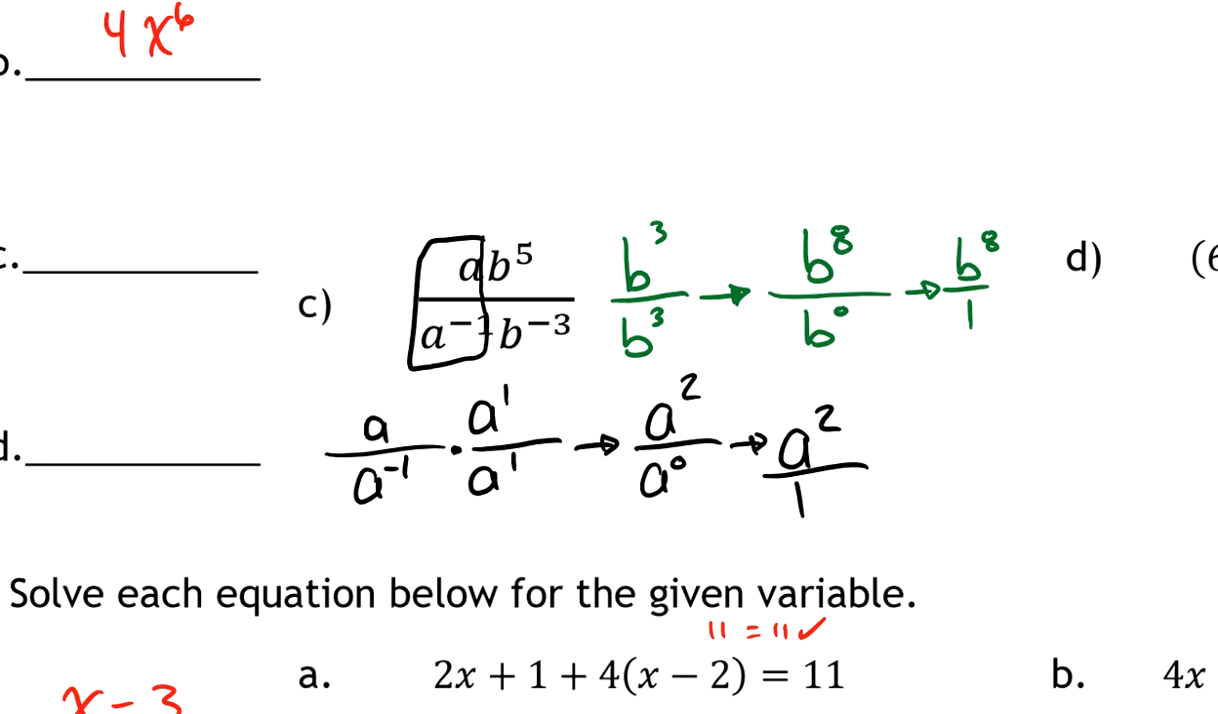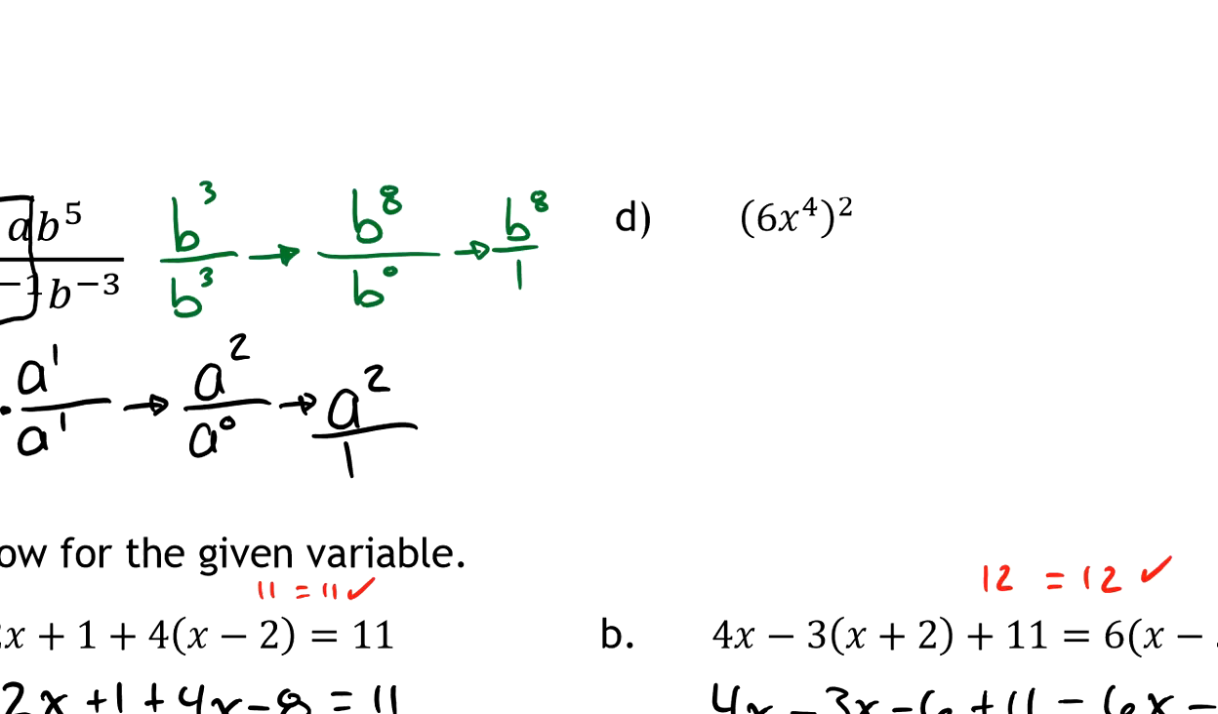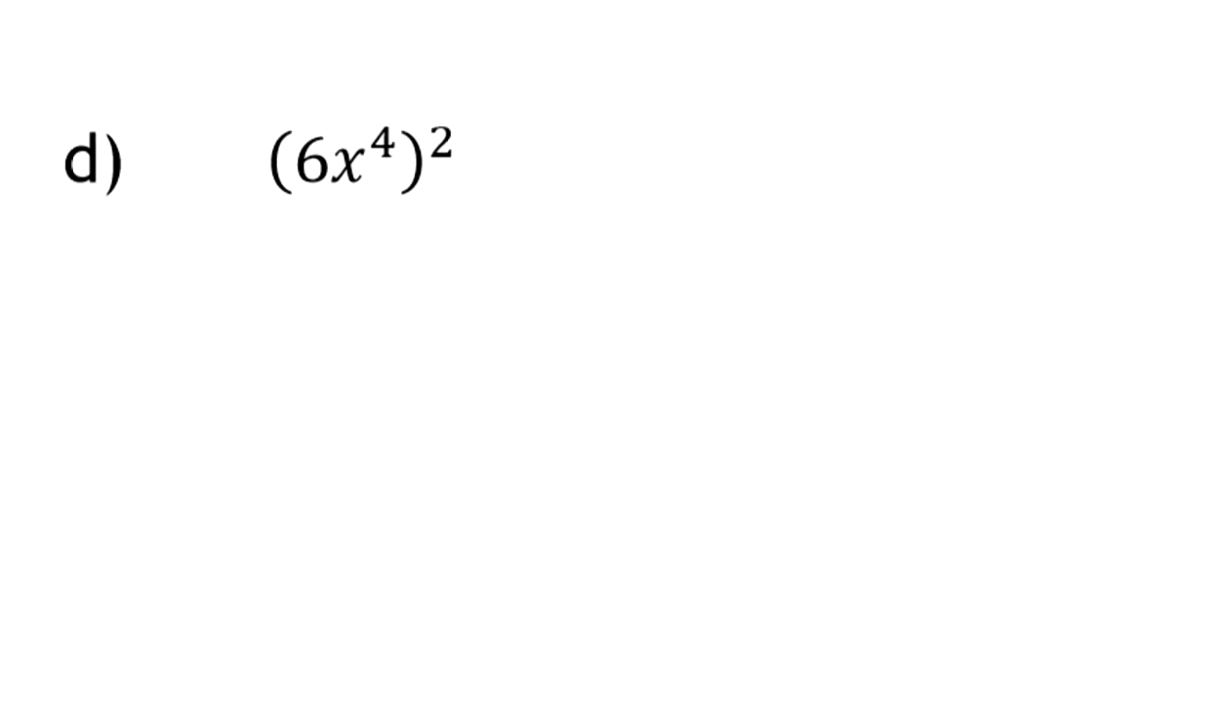So for my final answer, I'll just put those back together, and I'm going to have an a squared times a b to the 8th power. So a squared b to the 8th is c. And then finally for d, there's a couple different ways, honestly, you can go with this. There's only 2 of these, so I think it's pretty easy to go do this.